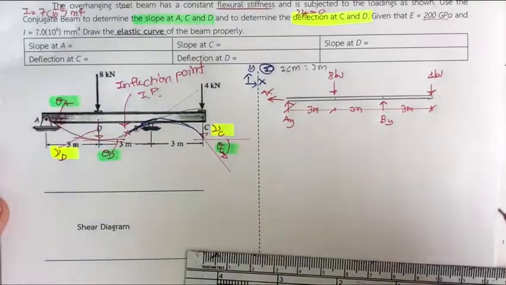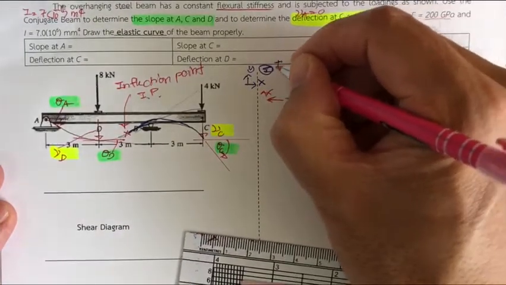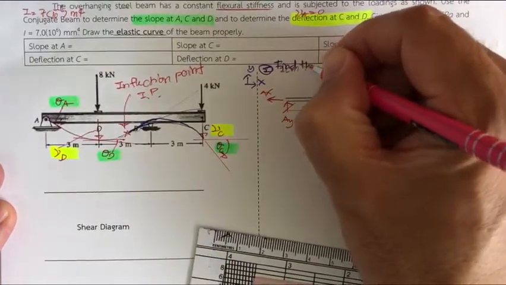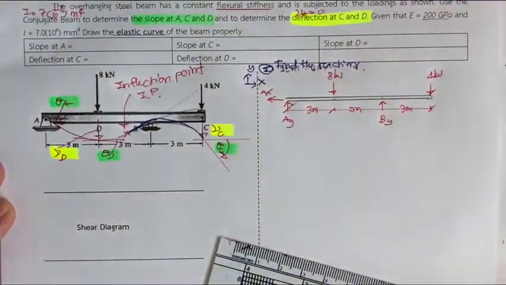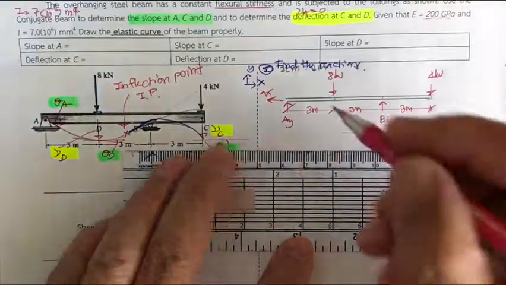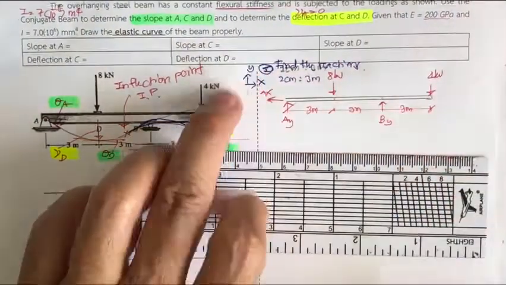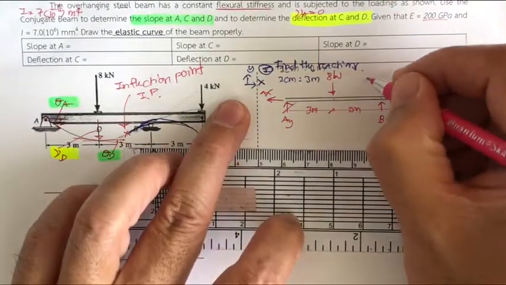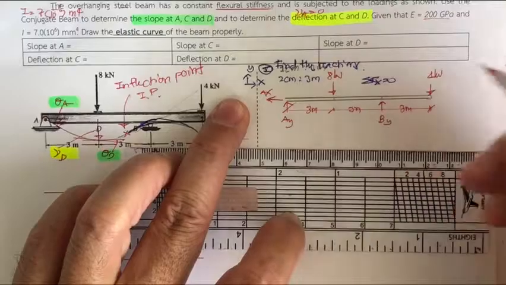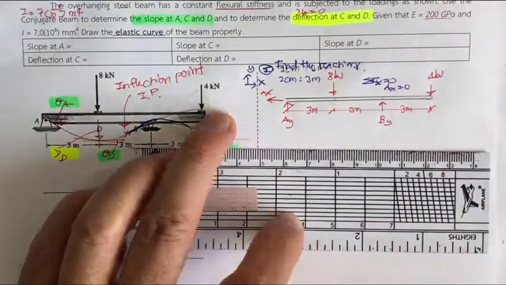So first one, we find the reaction. Okay, and by using the scale of 2 centimeter per 3 meter. And then what you may have? You may have first one, very simple, summation of F sub x equal to 0. And then you get A sub x equal to 0.